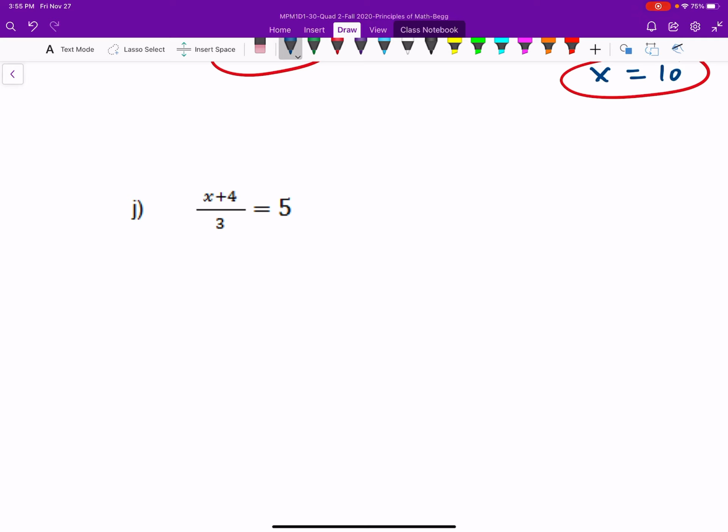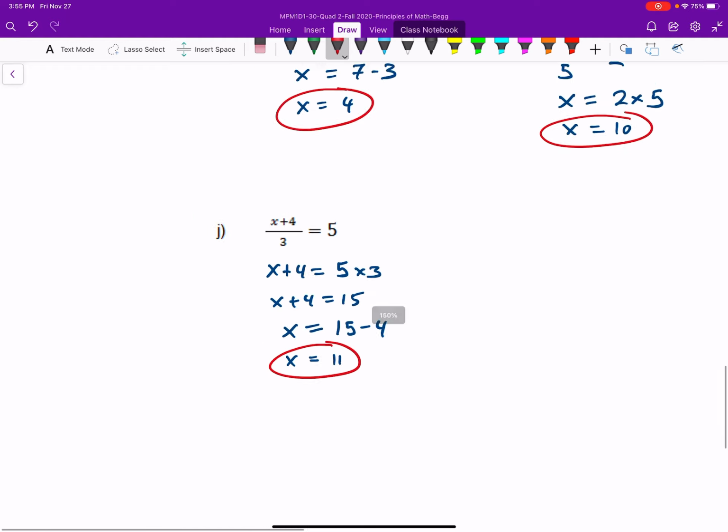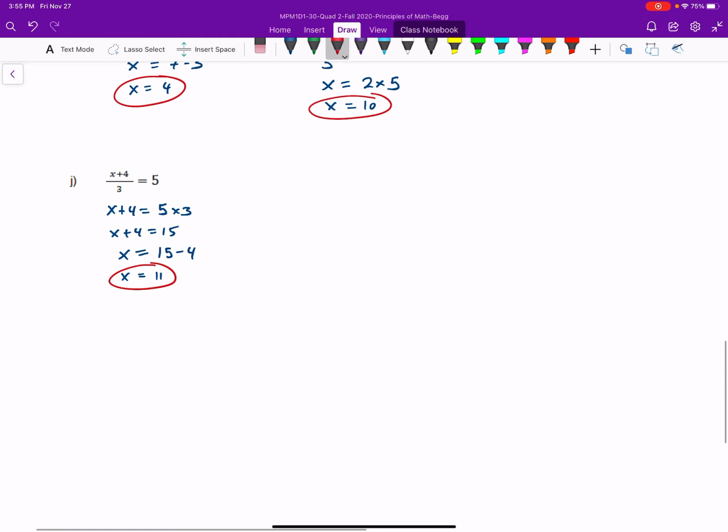So I would multiply both sides by 3 first to get rid of that, to do the opposite of dividing by 3. So I'd have 15 times 3. So x plus 4 equals 15. Then I'd bring the 4 to the other side and subtract. So it'd be x equals 11. Let's check it. 11 plus 4 is 15. 15 divided by 3 equals 5. Yep, that works. And that, it appears, is the last example.